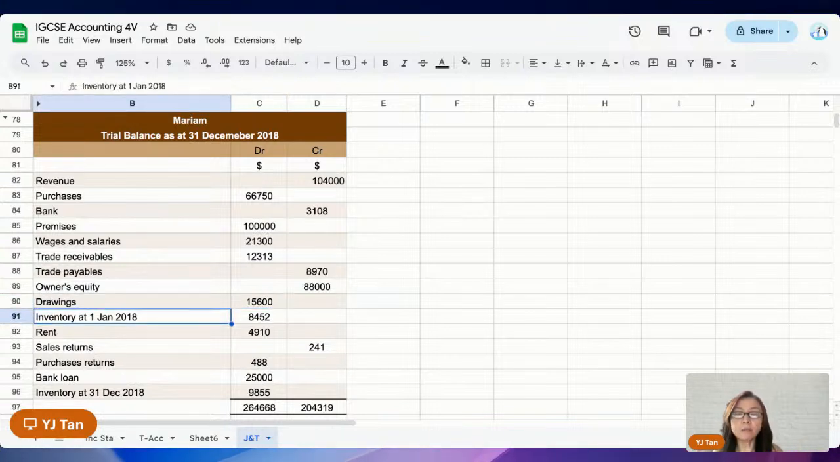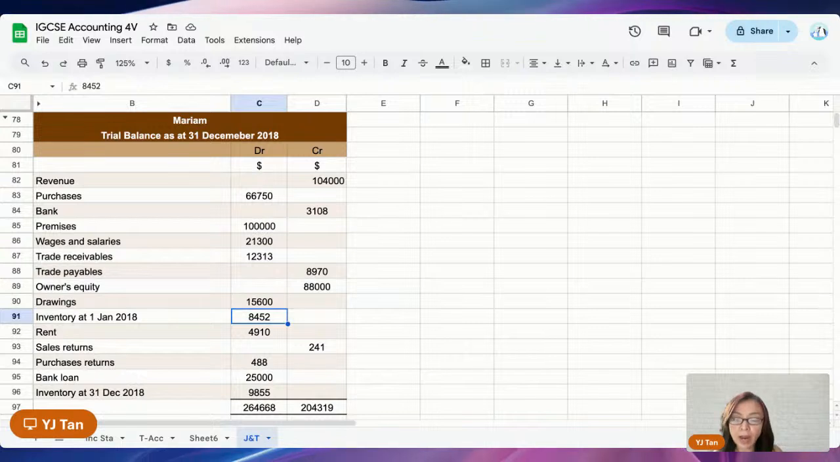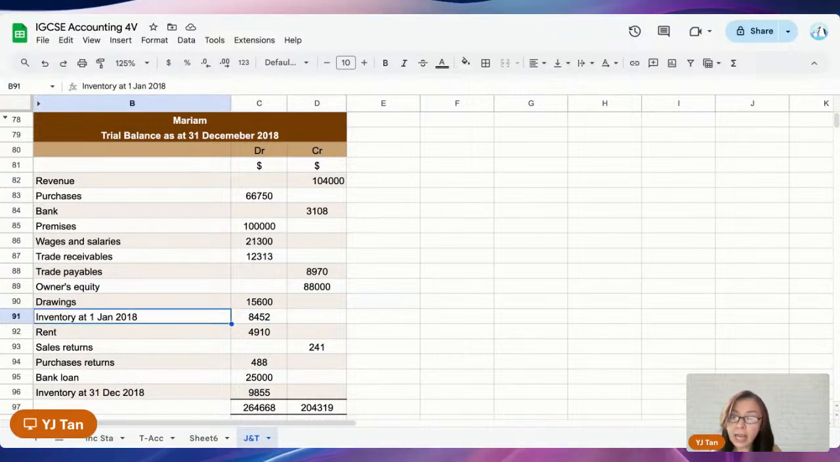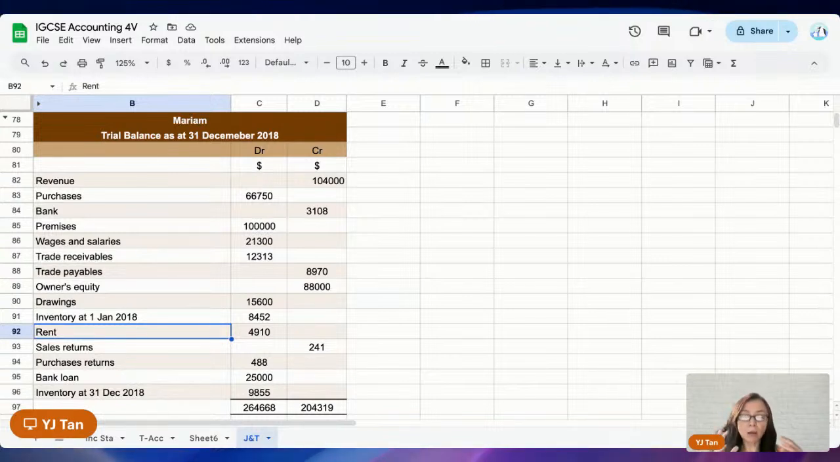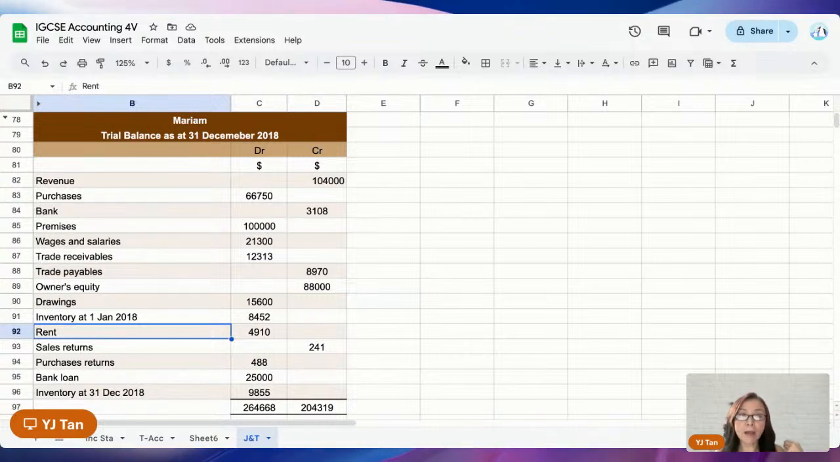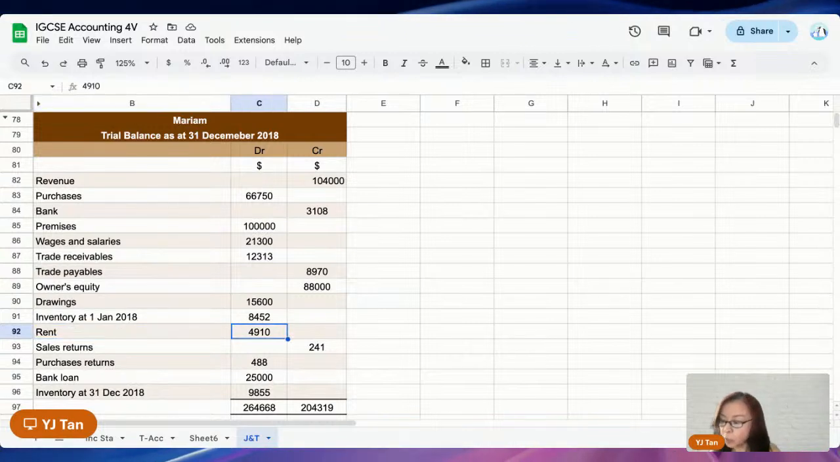All right. Then comes the topic of inventory, which on the 1st of January, the opening is 84,552, which is correct. All right. And the next is rent. Rent is an expense. It means the business is paying maybe this office rent. So I'm paying this rent as an expense. Expenses will be in the debit side. So this is correct as well.